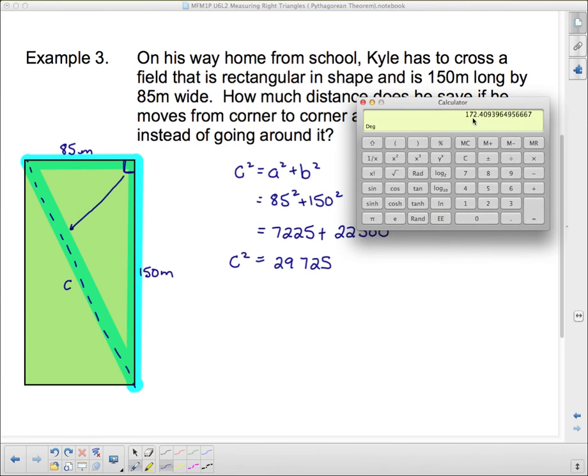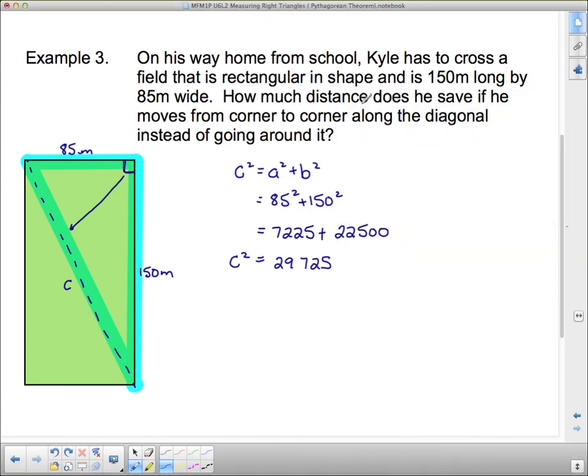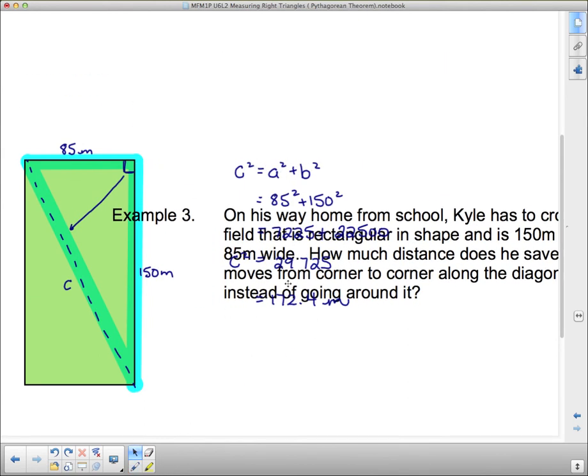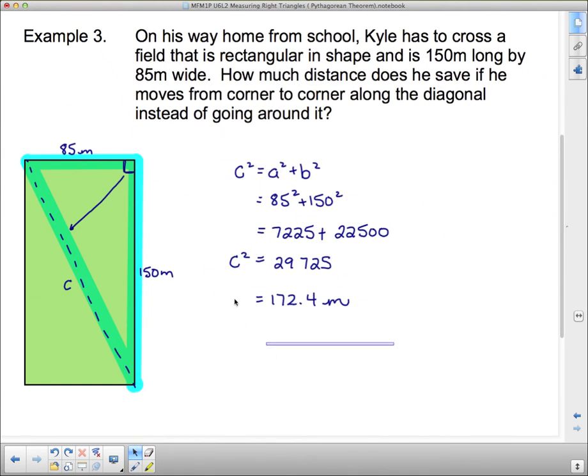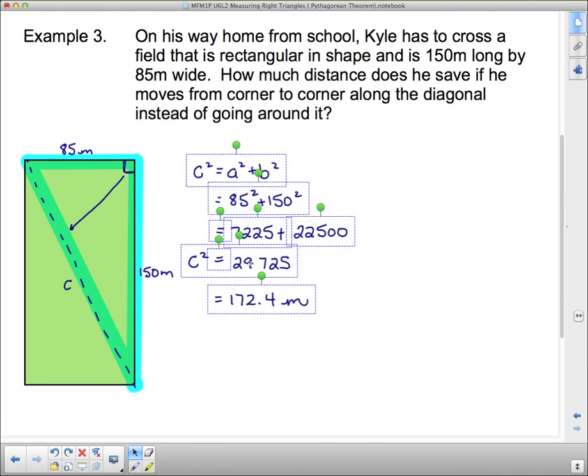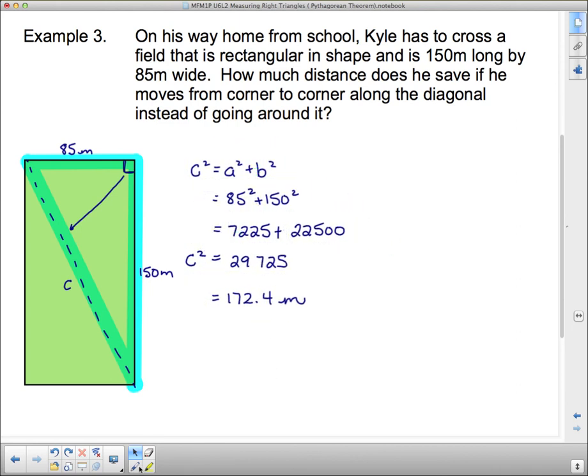And that says it's 172.4, and that's going to be in meters. So if he cuts across, it's 172.4 meters. So this is cutting across. Whoops, that's not what I wanted to do. I want to select these and move them over a little bit. There we go. Now, to go around, so let's just put the words up here.